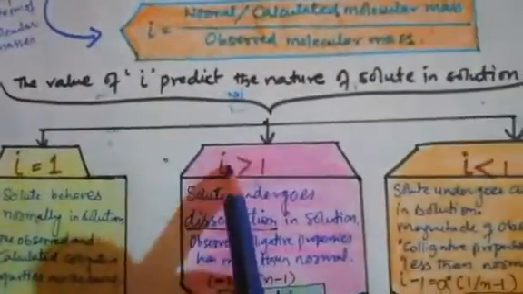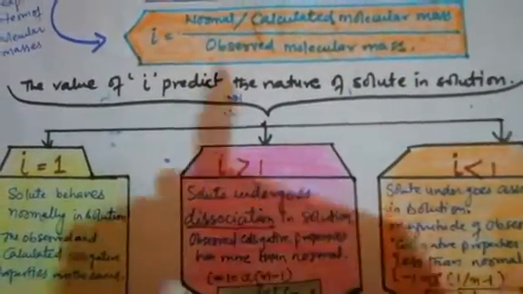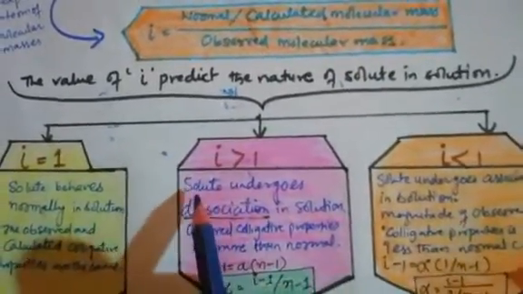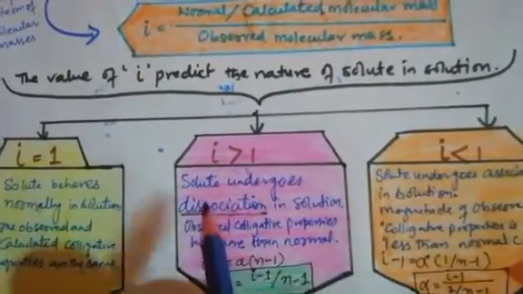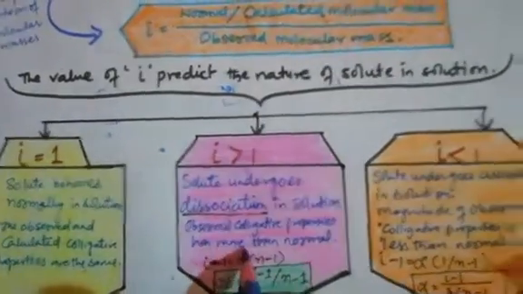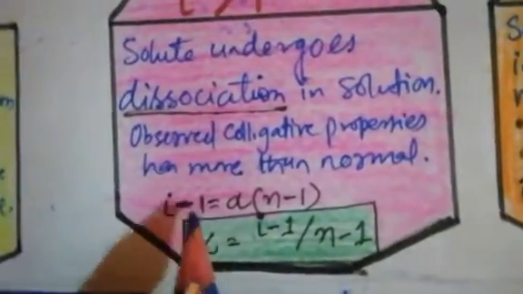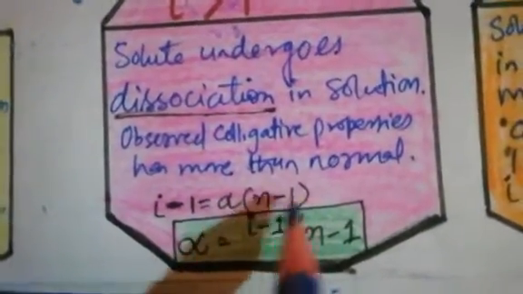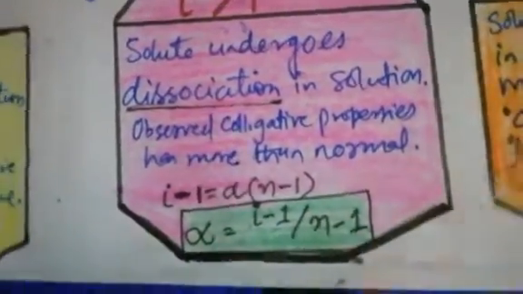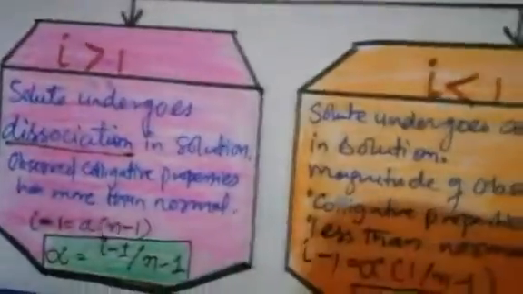Whereas when i is greater than 1, if by calculation the value is coming more than 1, it means that the solute undergoes dissociation, in which case the observed colligative property has a greater value than the normal colligative property. Here i minus 1 is equal to alpha into (n minus 1). So alpha is i minus 1 upon n minus 1. By putting this formula we can calculate the degree of dissociation.